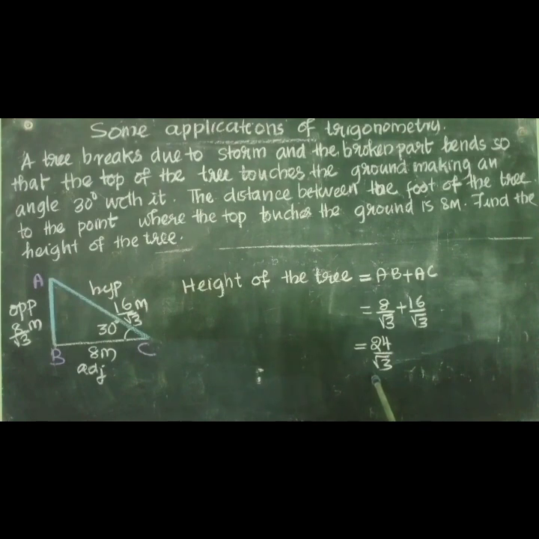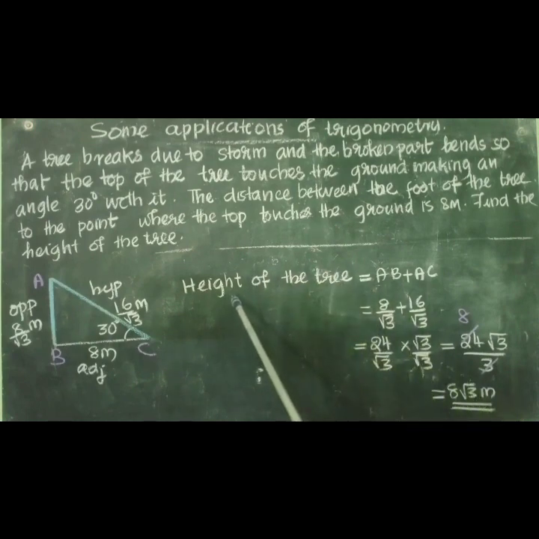Multiply it with root 3 by root 3. So that is equal to 24 by root 3 into root 3 by root 3. That is equal to 24 root 3 by 3. Root 3 into root 3 is 3. Now let us cancel 3 and 24. That is equal to 8 root 3 meter. So let us conclude: height of the tree equal to 8 root 3 meter.